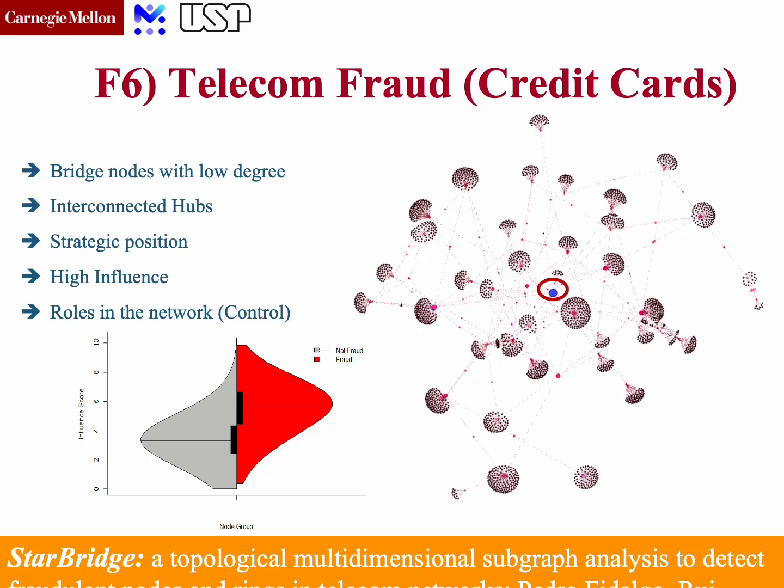Bridge nodes with low degree, interconnecting hubs, forming a star-bridge-star pattern. The influence of fraud nodes in the network is much higher than the non-fraudulent nodes, as you can see in the violin plot. Red nodes are associated with fraud, and gray nodes are not associated with fraud. Additionally, fraud nodes usually associate with control, showing some level of hierarchy.